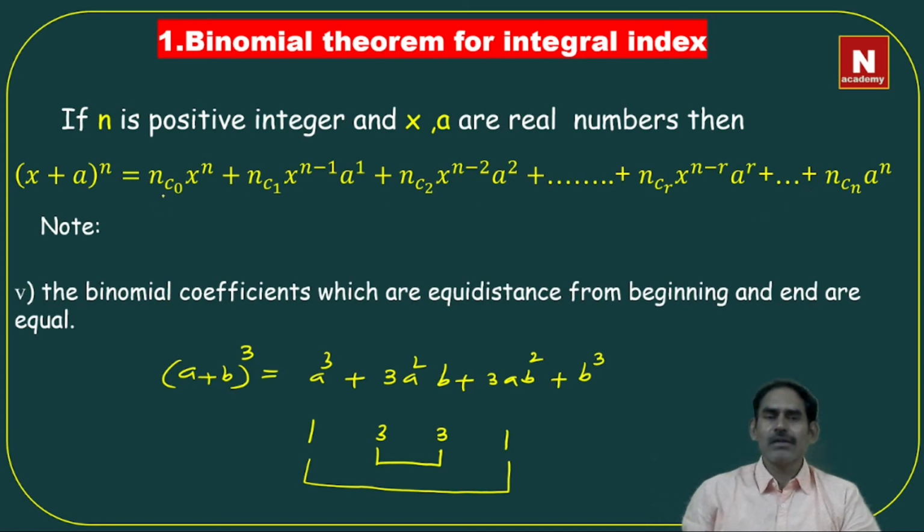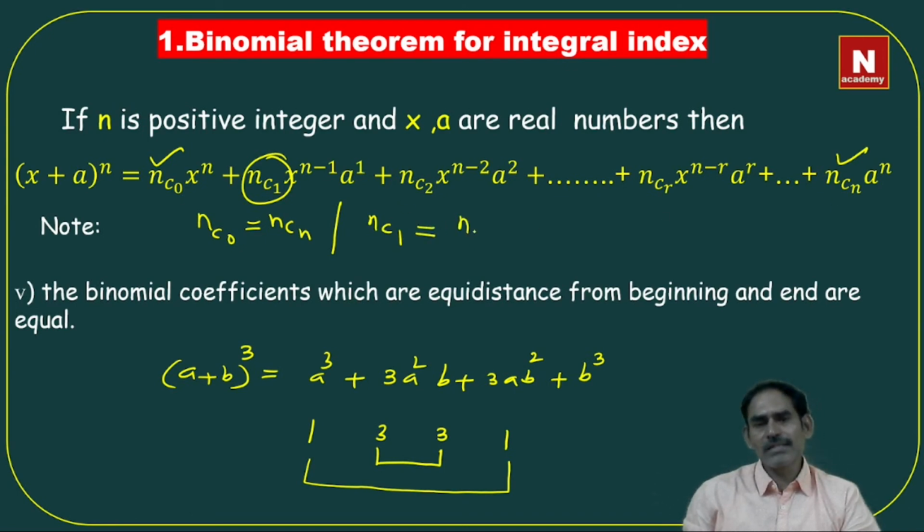That means first and last: nC0 equals nCn. This is the first binomial coefficient and the last binomial coefficient. Similarly, the second binomial coefficient is nC1, and the second from last is nC(n minus 1). The previous number to n is n minus 1. So these are equal and so on.